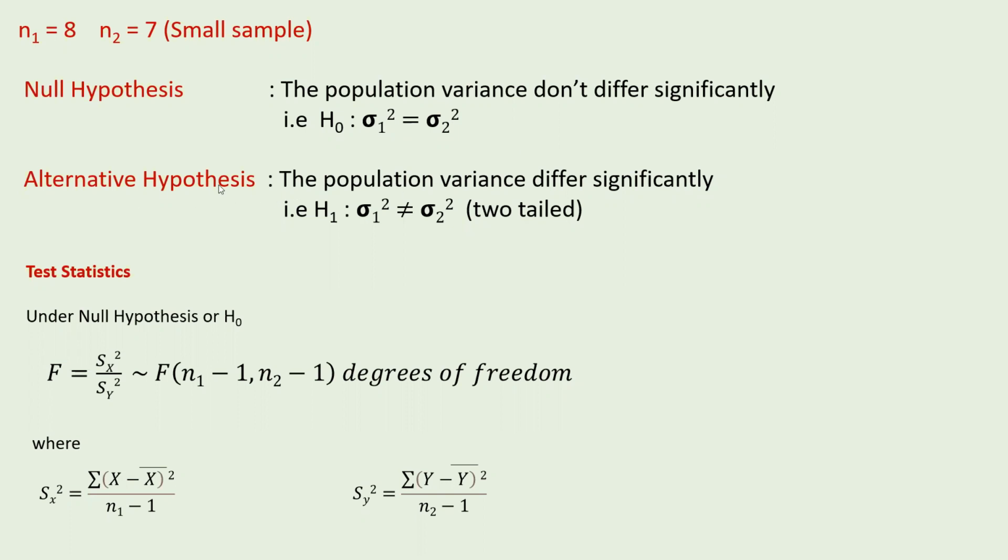Next we'll go for the alternative hypothesis. The alternative hypothesis is that the population variances differ significantly. That is H1 such that sigma 1 square is not equal to sigma 2 square. Since the problem is not equal to, the problem becomes two-tail. Next we'll substitute in the formula. So test statistic F is equal to Sx square divided by Sy square.